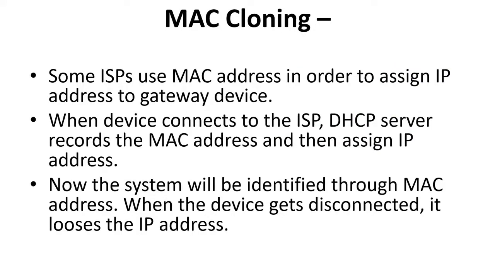ISPs use the MAC address in order to assign an IP address to gateway devices. When a device connects to the ISP, the Dynamic Host Configuration Protocol server records the MAC address and then assigns an IP address. That means the dynamic address is assigned by DHCP, and the system is identified by its MAC address. When the device gets disconnected, it loses the IP address but not the MAC address.